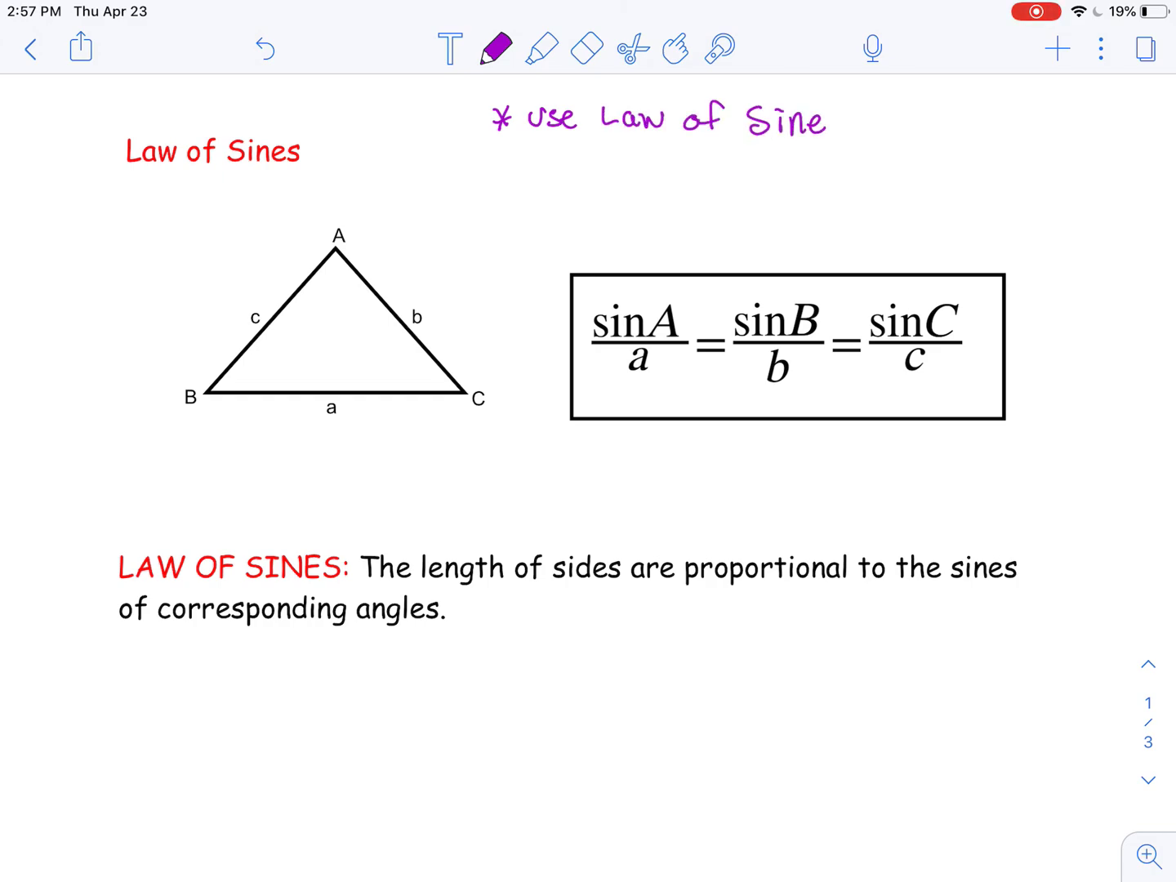Law of sines is really just about ratios. So we're going to use a non-right triangle, and we have these series of ratios that are working with the sine of an angle in relation to its side. The one thing you want to know when we're working with these triangles is that angles are named, or labeled, with capital letters.